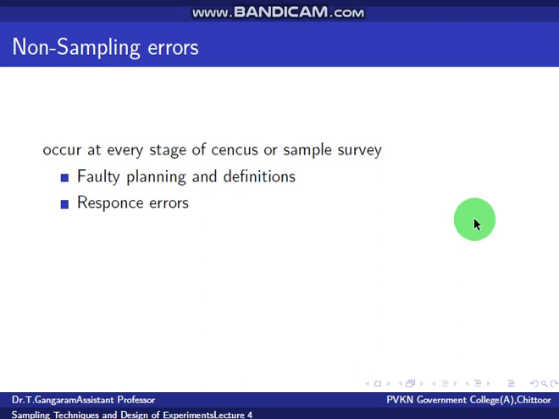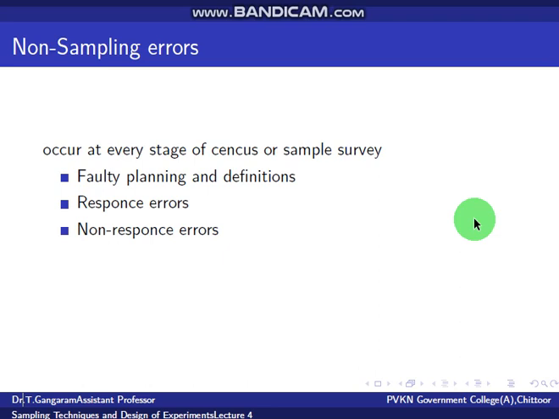Next is bias due to investigator. Response errors may also be due to bias on the part of the investigator. His prejudice and beliefs may affect the accuracy of the response. Next, failure of respondents' memory. Some of the questions in the survey may refer to past events. The respondents may fail to recollect the past and give incorrect information. Hence, there may be errors in the data.